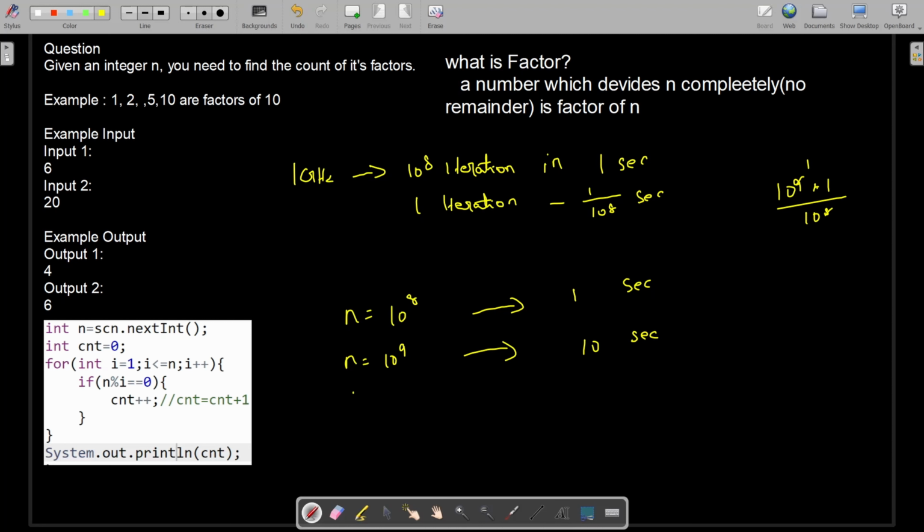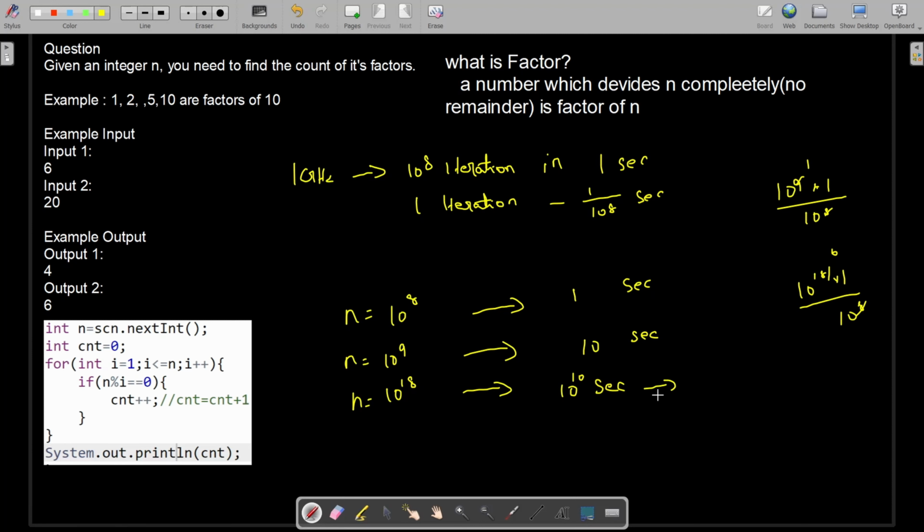Now your n is a very huge number, 10 power 18. It's a very big number, but this is a possibility. Then how much time will it take right now? 10 power 18 iterations, and 1 iteration takes 1 by 10 power 8 seconds. So approximately 10 power 10 seconds.